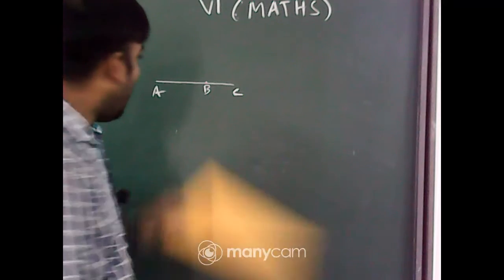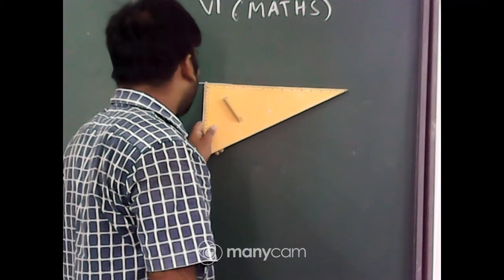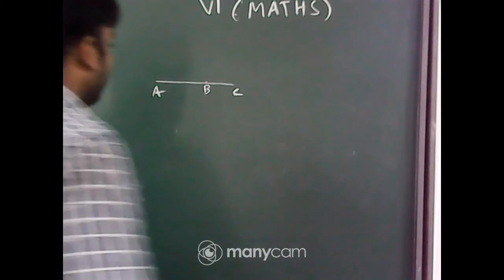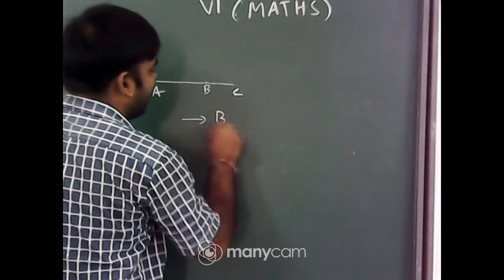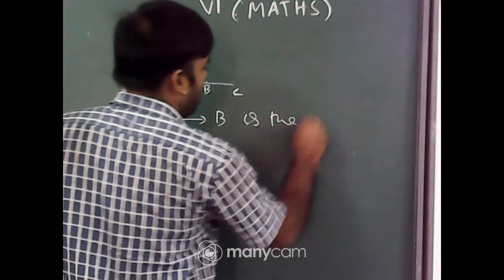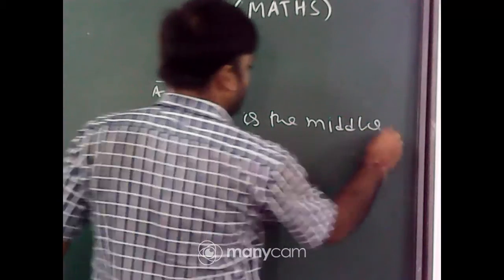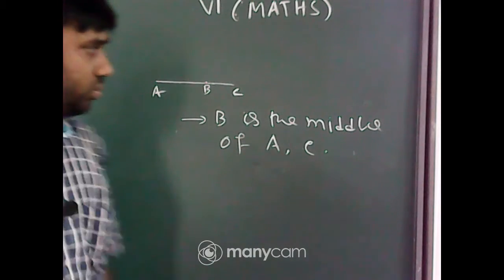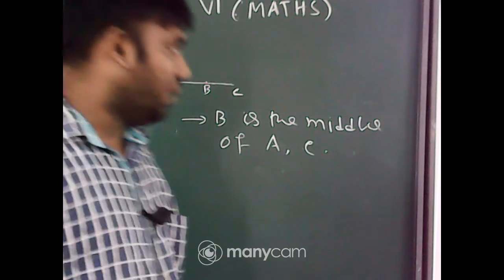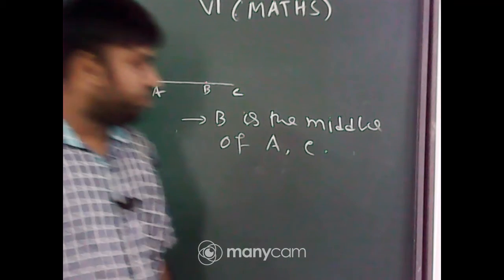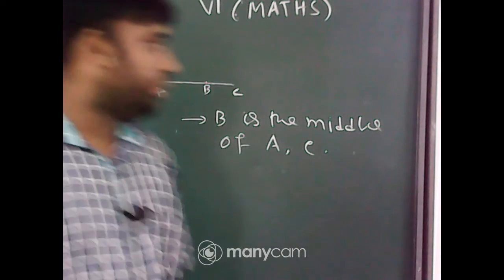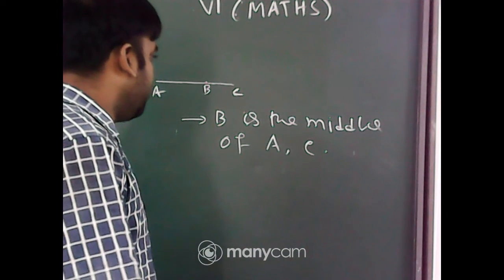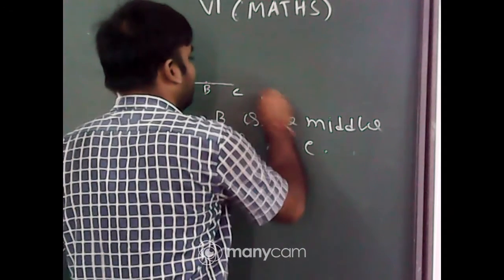And BC, I will observe that BC equal to 3 centimeter. Automatically BC equal to 3 centimeter. So, what can we say? B is the middle of A and C. Got it, everyone? Any problem? Yes, B lies between. B is in the middle of A and C.